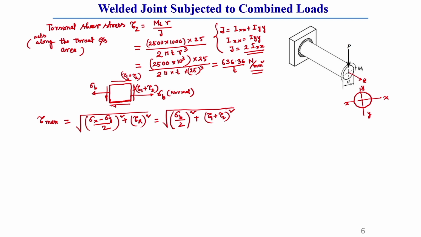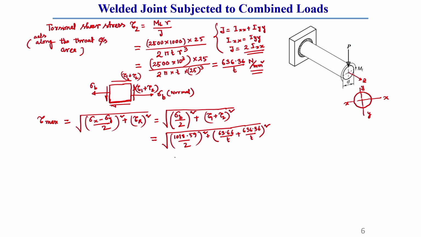This is the difference. So, this will give us a value. What is sigma b, and in the last slide I have already shown. So, sigma b is equal to (1018.59 by 2) whole square, and tau 1 also we know, 63.6 divided by t, and tau 2 we got as 636.36 divided by t. So, this whole square, correct.